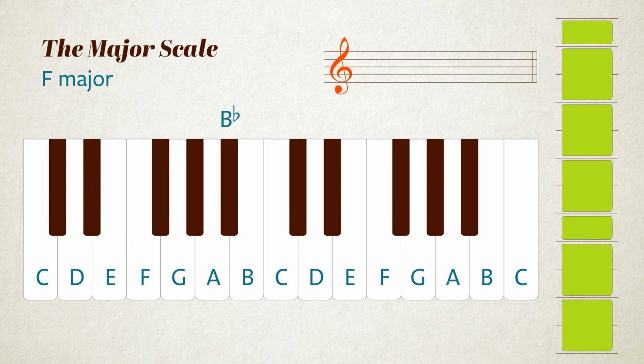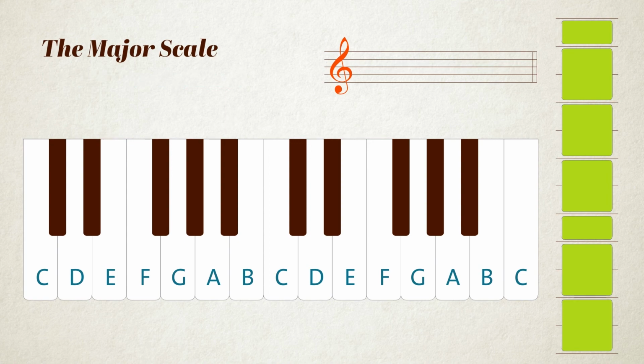Now it's just white keys. C to D is a tone, D to E is a tone, and E to F is just a semitone. So that's perfect. All in all then, the scale of F major contains a B flat, so that's the key signature. Try this with any note.